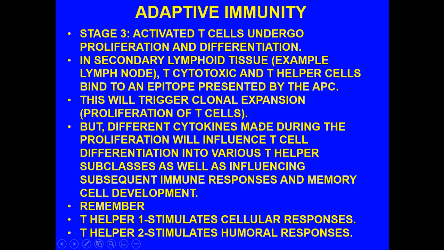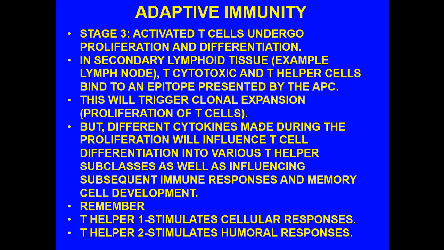Okay. Now, stage 3. This is where the activated T cells undergo proliferation and differentiation. Keep in mind that those two words mean something. Proliferation, suddenly, instead of one cell, I've got 100, 1,000, 1,000,000 cells, all identical, all aimed out at one particular epitope, one particular antigen. Then they start differentiating. Differentiating is where you start going into, let's say, T cytotoxic, T helper cells, the subclasses of T helper cells, etc. Okay?